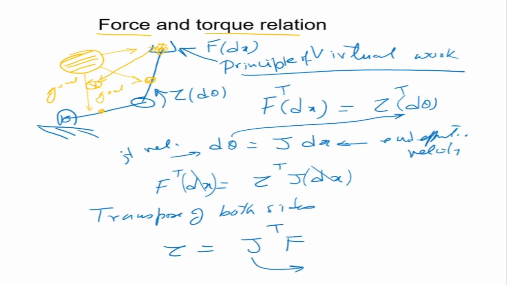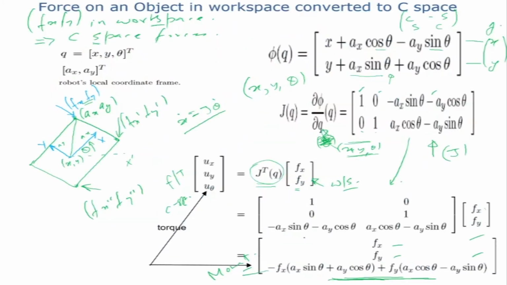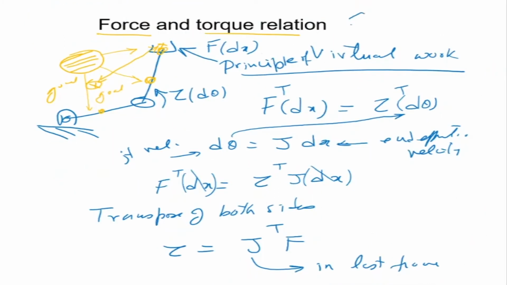Now please note that this J is in the last frame. It is not in the first frame. That means the force is acting on the last frame. So this gives me a relationship between the end effector force and the joint torques. Now, if there are different forces acting on the different links, we can convert them into joint torques and sum them up. Then we say that these are the forces acting on my manipulator in C space. Please note that this is done in Cartesian space, so what I mean is there is a force acting which can be Fx, Fy, Fz.